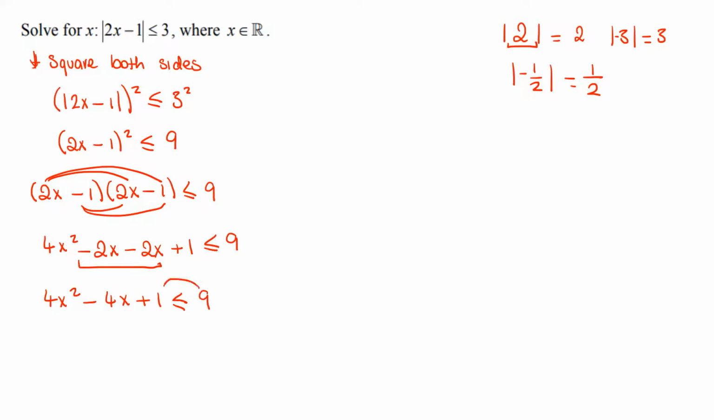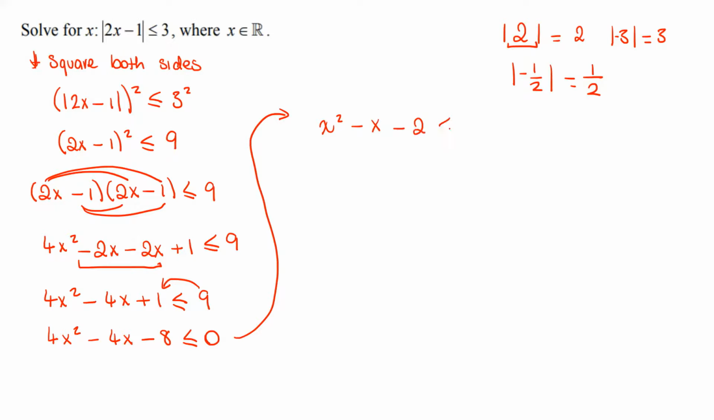And then finally, let's bring over that 9, so it becomes a minus 9, and we're left with 4x squared minus 4x plus 1 minus 9, which gives us minus 8, is less than or equal to 0. Now, if we look at all of these terms, they all have a common factor of 4. So we can go ahead and divide everything by 4 just to make our life a bit simpler. So we're left with x squared minus x minus 2 is less than or equal to 0.